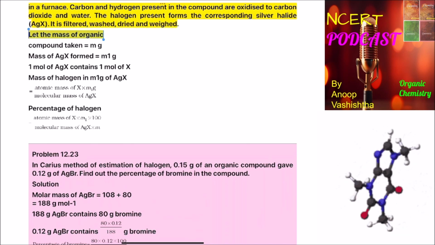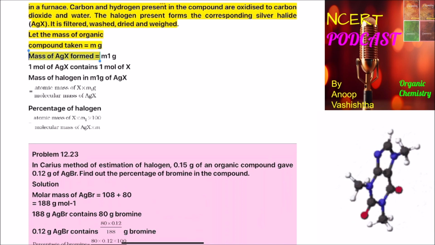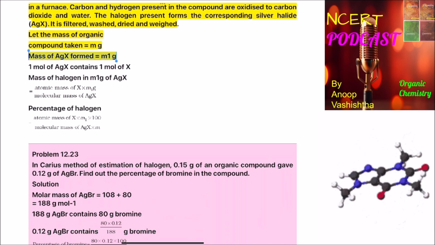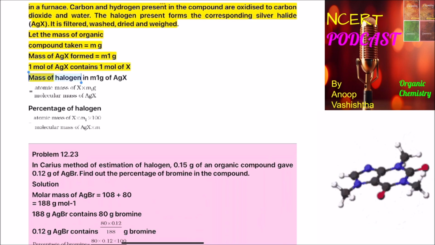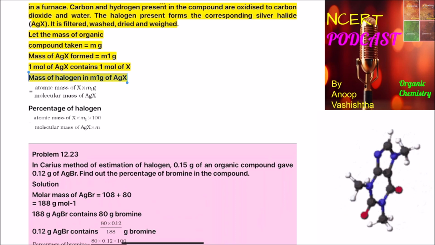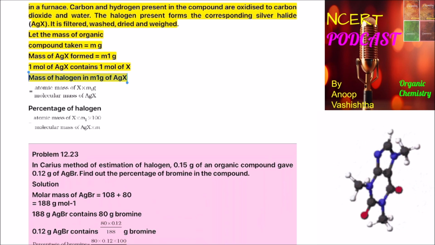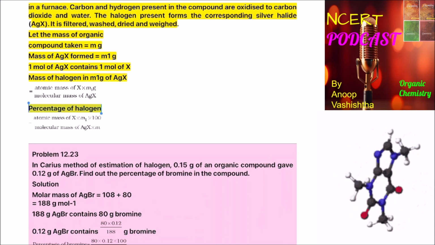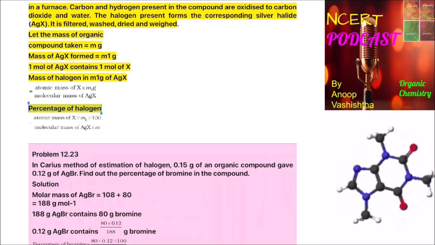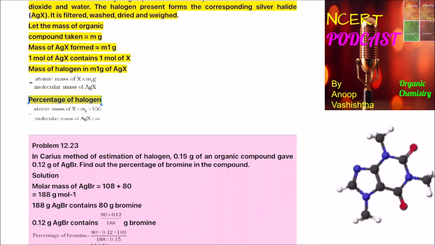Let the mass of organic compound taken be m grams. Mass of AgX formed is equal to m1 grams. 1 mole of AgX contains 1 mole of X. Mass of halogen in m1 gram of AgX is equal to atomic mass of X into m1 gram divided by molecular mass of AgX. Percentage of halogen is equal to atomic mass of X into m1 into 100 divided by molecular mass of AgX into m.